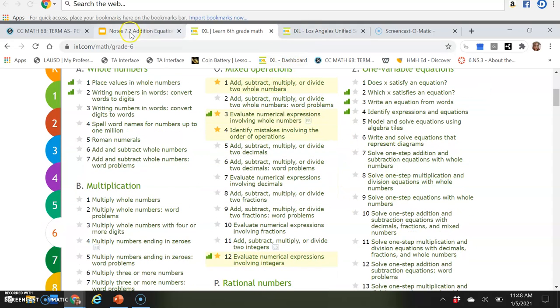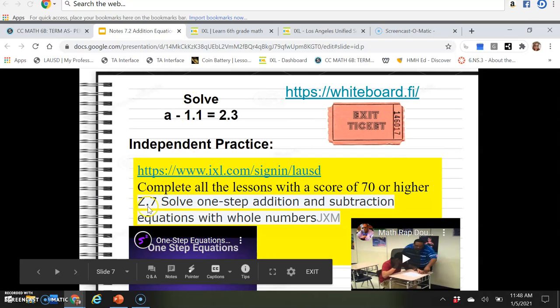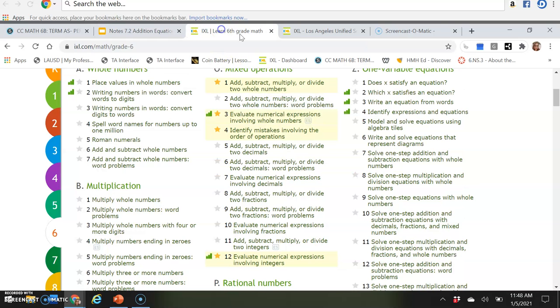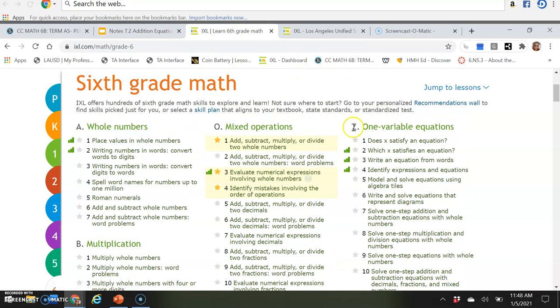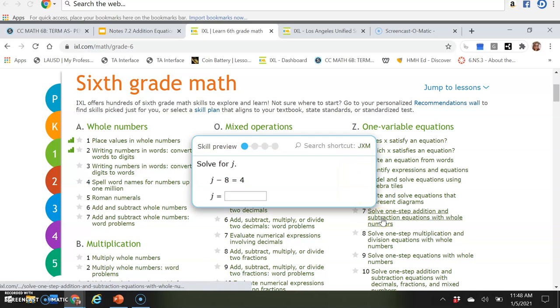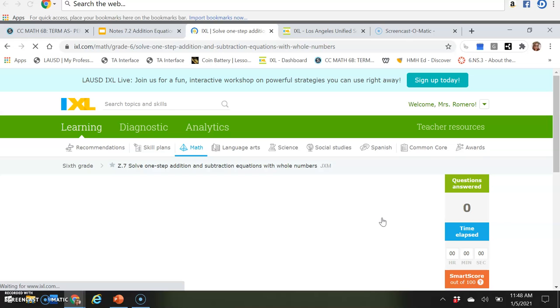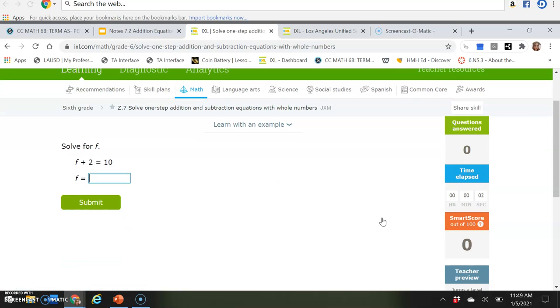Okay, so if we look at the problem, it is Z.7. Solve one step addition and subtraction equations. So you already know this says Z, okay, and then it says 7. So that would be number 7, solve one step equations. You click on this, and you do need to practice everything that we have done. Go ahead and use your interactive notebook. So you do have to solve your problems. When you answer it correctly, make sure you get 70 points or more.